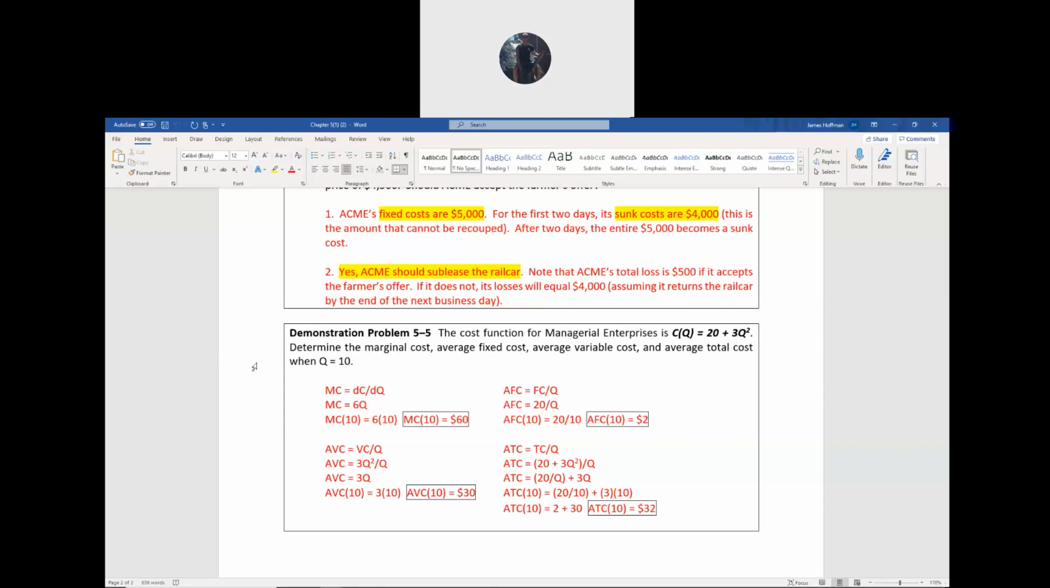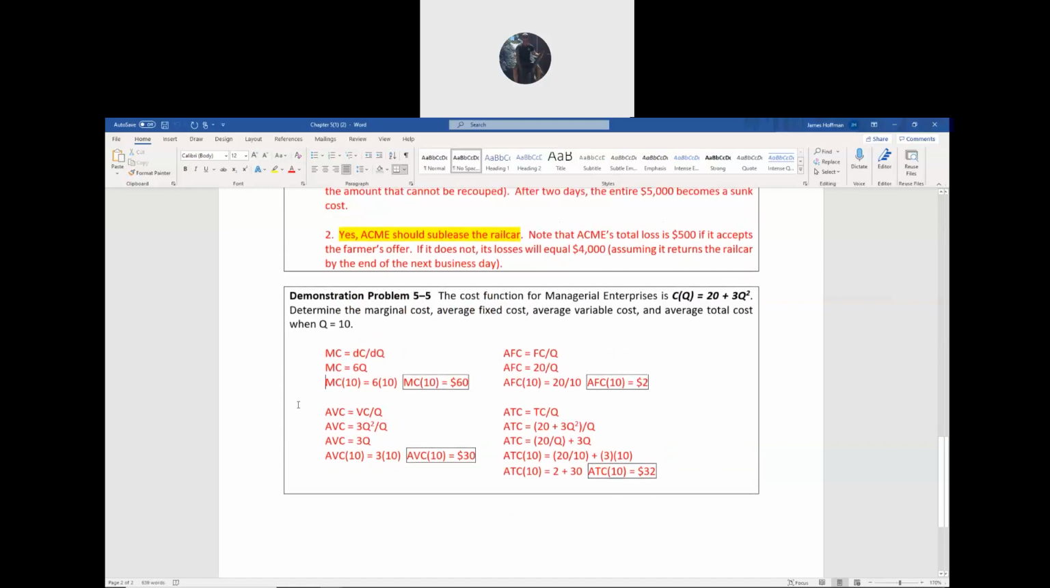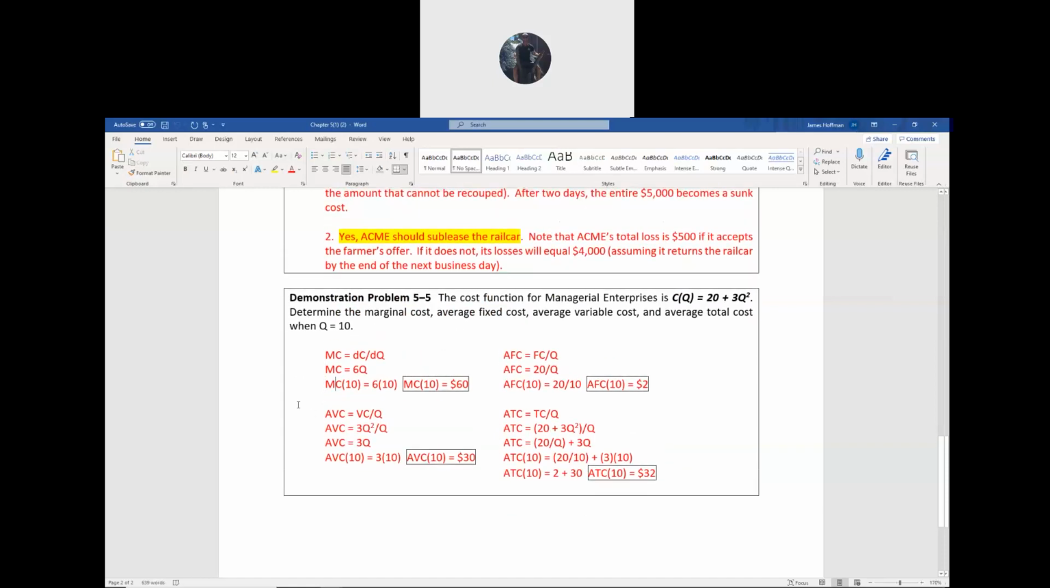So marginal cost is the change in cost when you change output by 1 unit, or the partial derivative of cost with respect to output. And if this is our cost function, if you differentiate that with respect to Q, it's just 2 times 3, which is 6, times Q to the 2 minus 1. So it's 6Q is the marginal cost. And the marginal cost when Q equals 10, MC(10), is 6 times 10, which is 60.